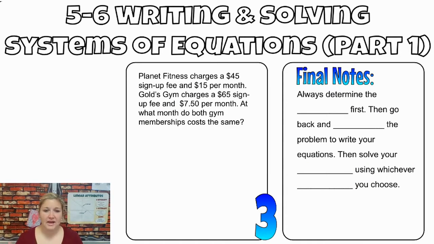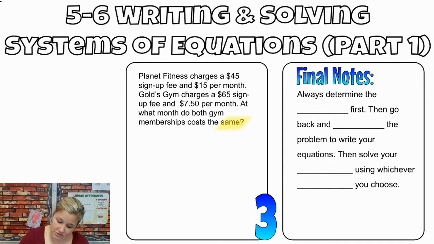All right, so this is like when we first did this with the gym membership. So Planet Fitness charges $45 for a sign-up fee plus $15 per month. Gold's Gym charges $65 to sign up and $7.50 per month. At what month do both gym memberships cost the same? So you want to know, when are those two equations equal? That's what that word same means.